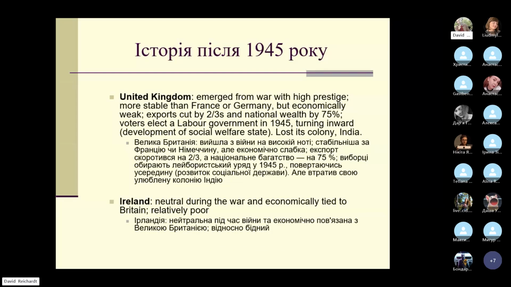Okay. The United Kingdom, it came out of the war with high prestige, maybe the highest prestige of all European countries. It was more stable than France or Germany, but still economically weak. Exports were cut by 2/3, and national wealth by 75%. The voters elected a Labour government in 1945. They turned inward also, and they lost their colony of India because of their economic weakness. Yeah, that's when India got independence, right after the war. What about Ireland? Well, Ireland was neutral during the war, but it was economically connected to the United Kingdom, or I should say Britain. Still relatively poor. Even today, it's relatively poor in the European Union.